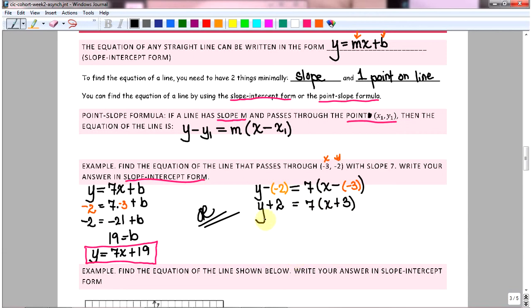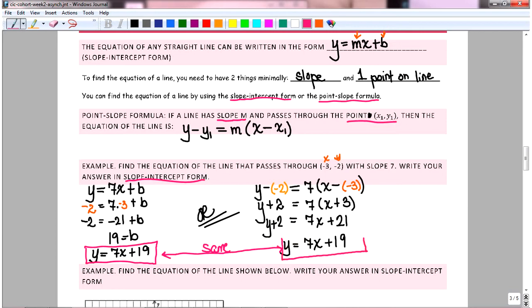Next, we need to distribute that 7. So we have y plus 2 is equal to 7x plus 21. And now when we subtract 2 from both sides, we get y is equal to 7x plus 19. So notice that we come up with the same result. So whichever method seems easiest for you, work with that method. You don't have to do both.